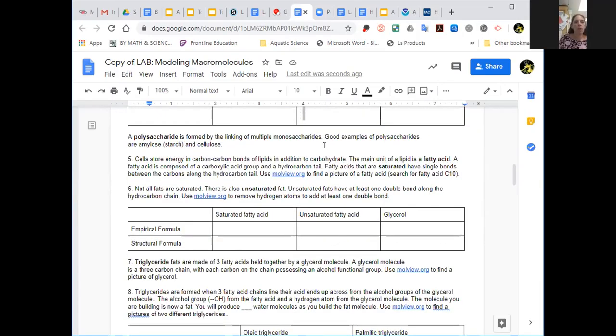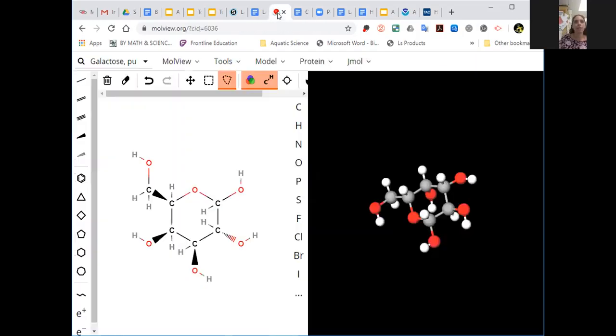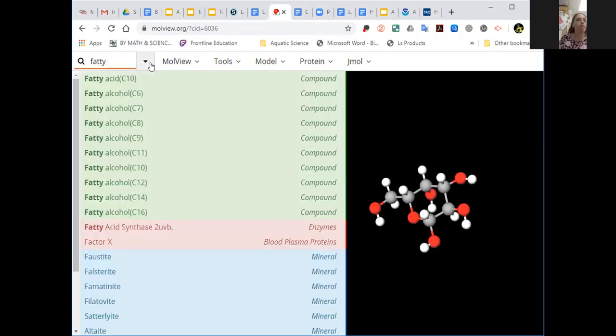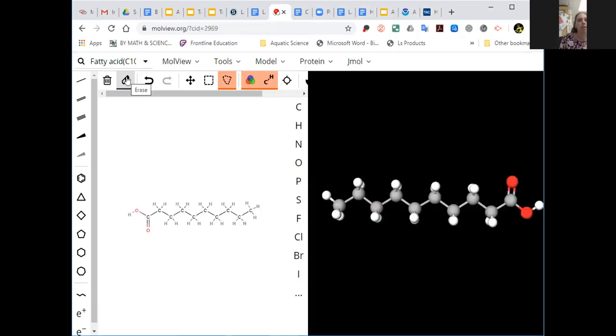Now moving on to the lipids, looking at a couple of fatty acids. For our saturated fatty acid, we're going to search, it tells us in the instructions here, fatty acid C10. That means that there are 10 carbons. So fatty acid C10 is the one that I want us to take a look at.